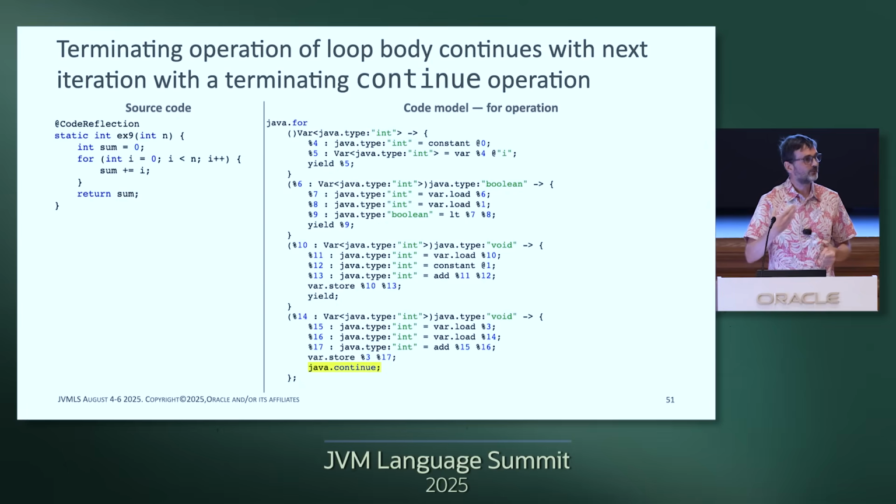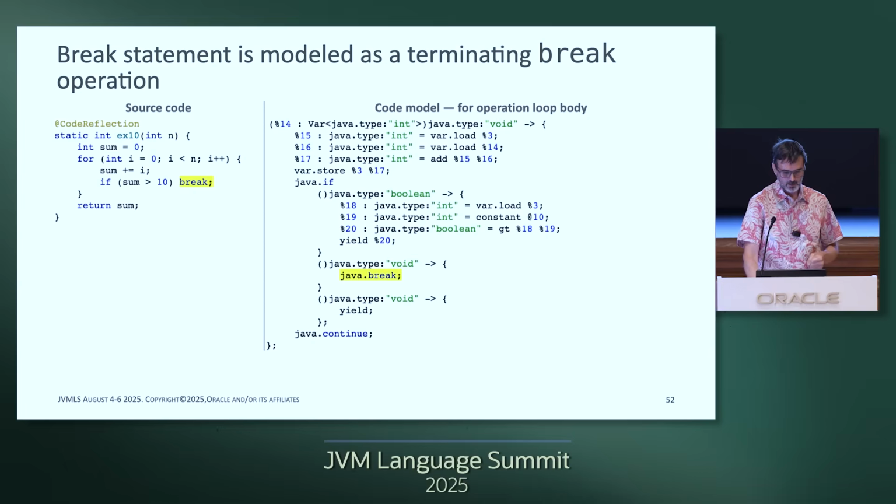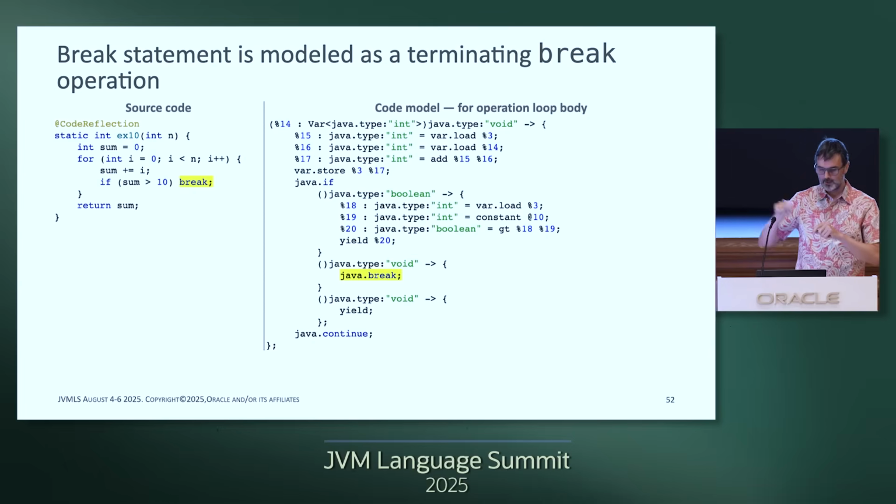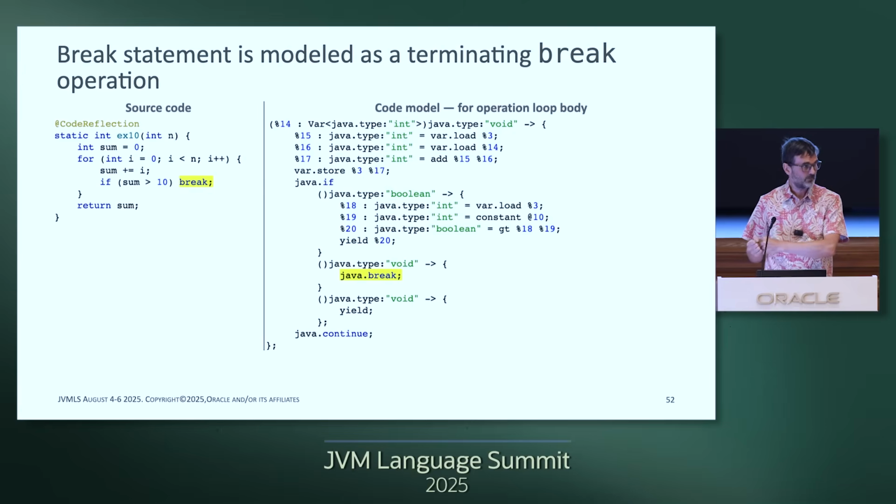And notice there's a Java continue operation explicitly, because when the loop finishes, it will continue to the next iteration. So we model it explicitly. If we were going to put a break in there, we check the value and have a break. Well, we would model it as a Java if there, and then you'd see a break in the then body, like so. So the Java break statement is modeled as a Java break operation, which is a terminating operation as well.